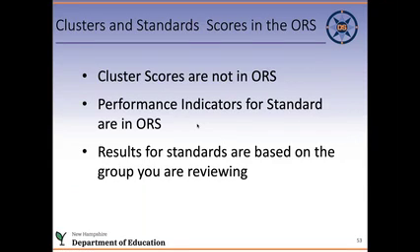Performance, clusters and standard scores in the ORS. Cluster scores are not in the ORS. So you can get a reporting category, but you can't get the next level down. It skips from reporting category right down to standard. And one of the things I like is for teachers to concentrate on their instruction for a reporting category. So this does skip that, but you can still get it from the ORS. You get performance indicators, whether they are high or low or in the middle. And the results are based on the group you're looking at. So you're looking at just your class, just your grade, or your school. That's what the results will be based on.